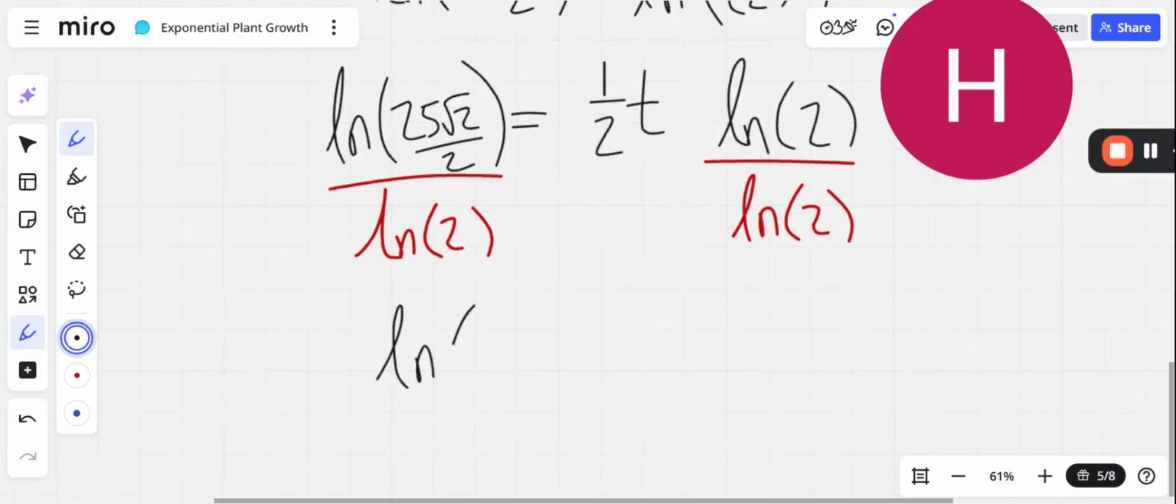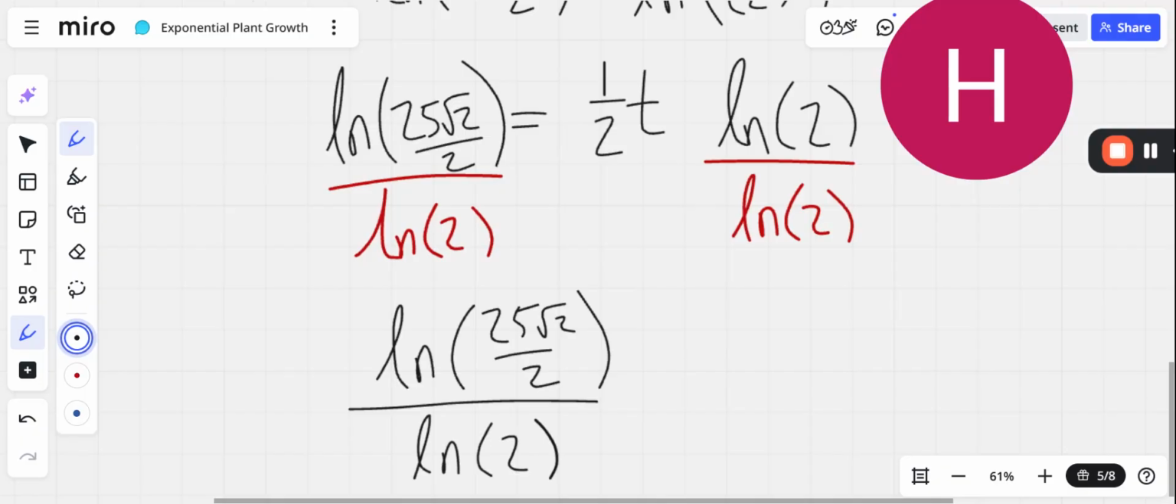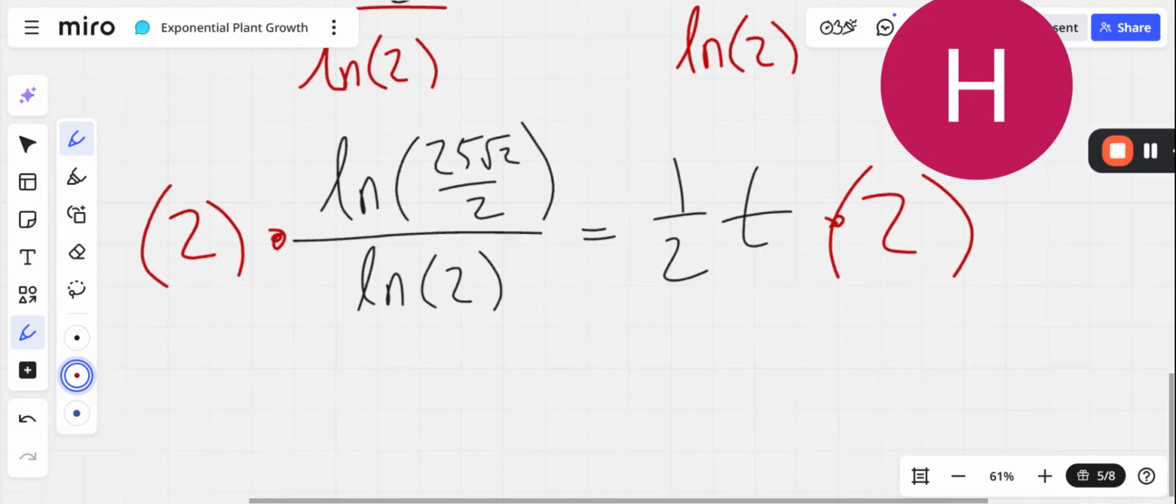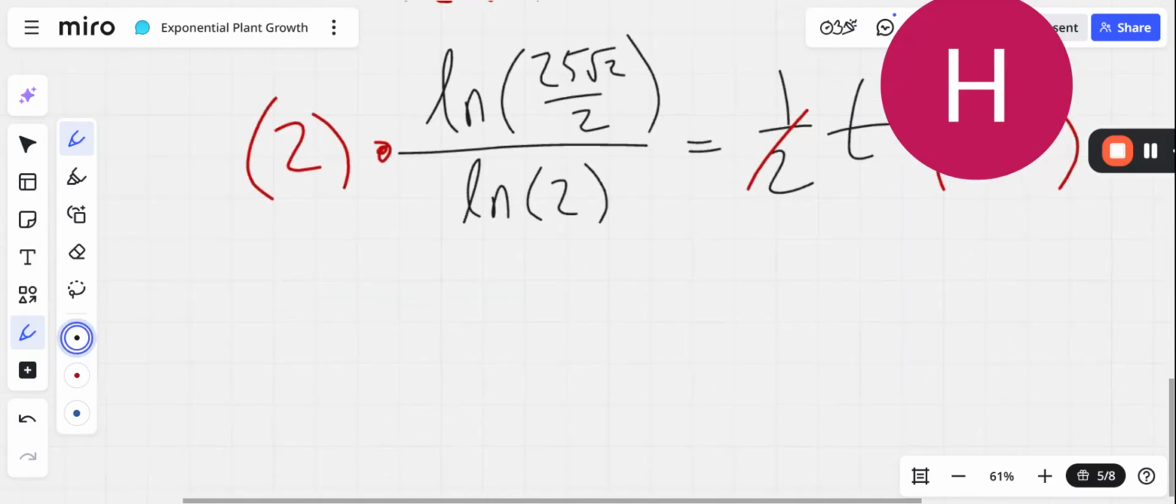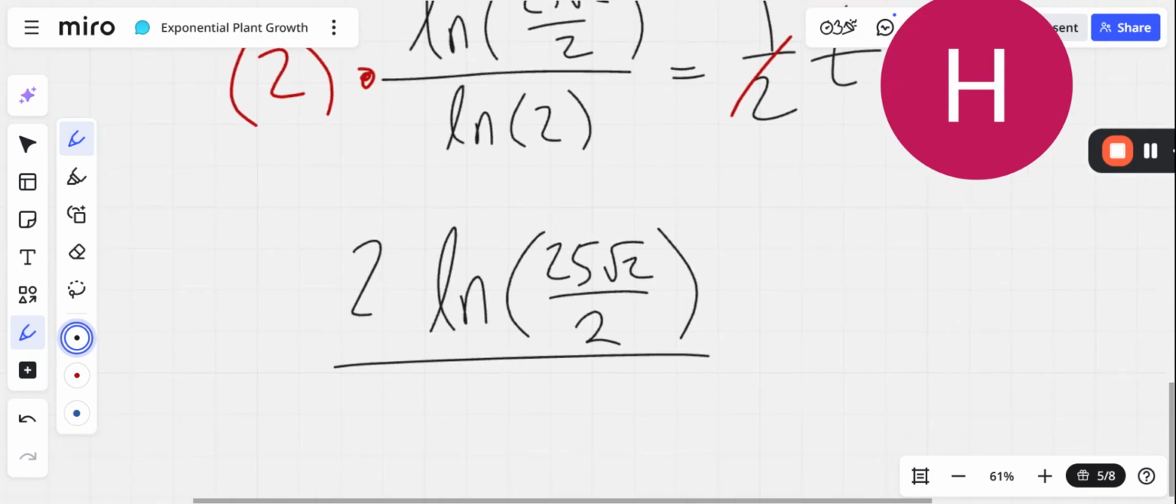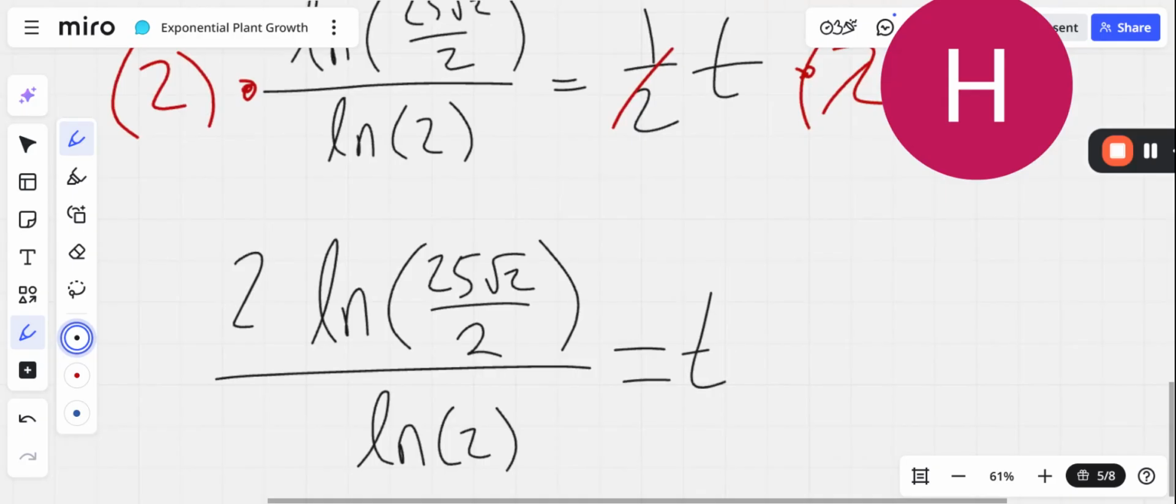And you end up with ln of 25 root 2 over 2 divided by ln of 2, and this equals 1/2 t. So the final step here is to multiply both sides by 2, to cancel out the 1/2 on the right side, and on the left side we have this very interesting expression, 2 times ln of 25 square root 2 over 2, and that's divided by ln of 2, and that equals t.